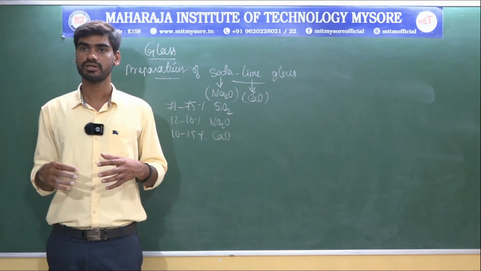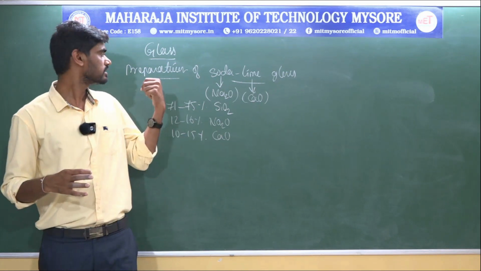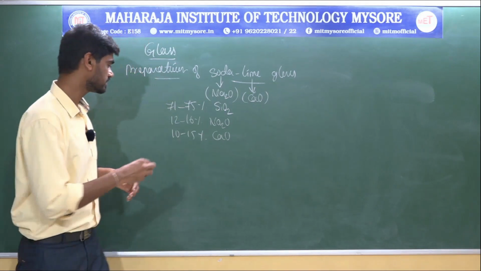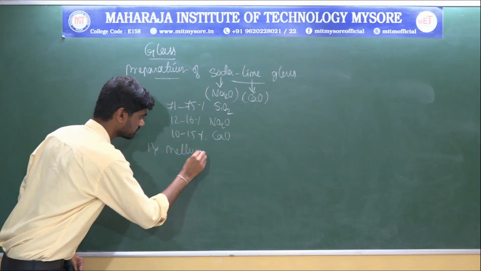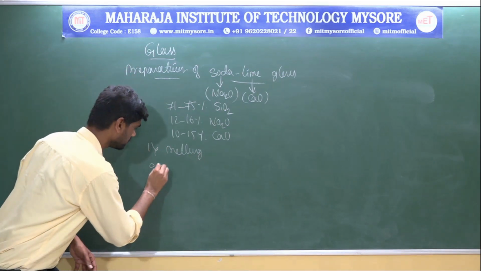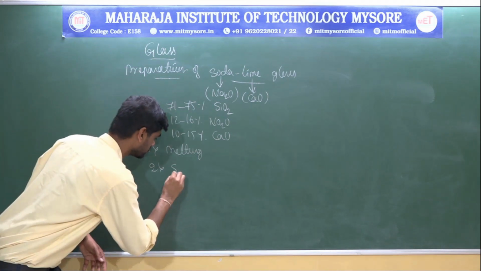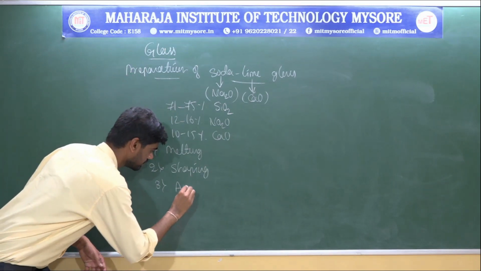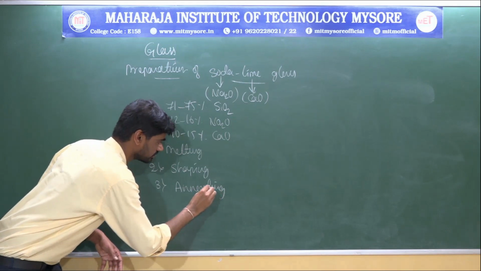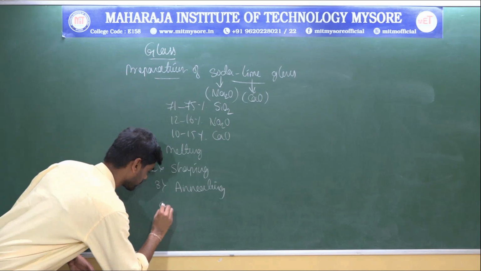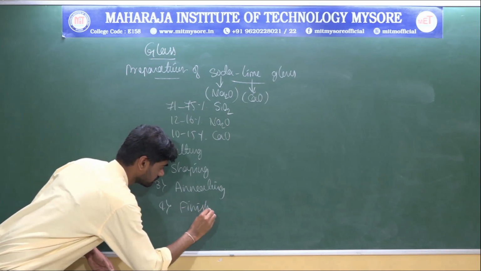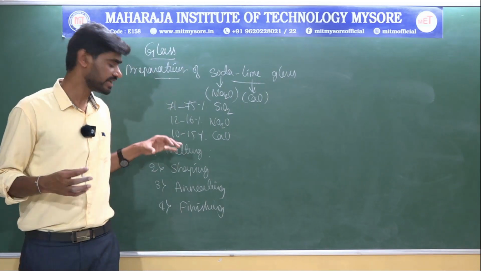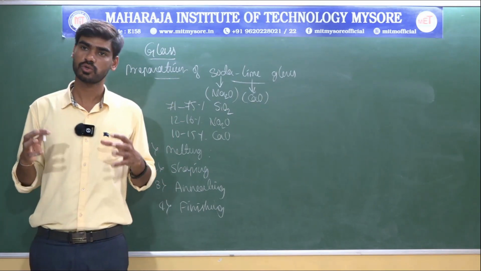When it comes to the manufacturing of soda lime glass, it is manufactured in four major phases. One is melting, second one is shaping, third one is annealing, and fourth one is finishing. Now let us discuss one by one the phases involved in the manufacturing of soda lime glass.